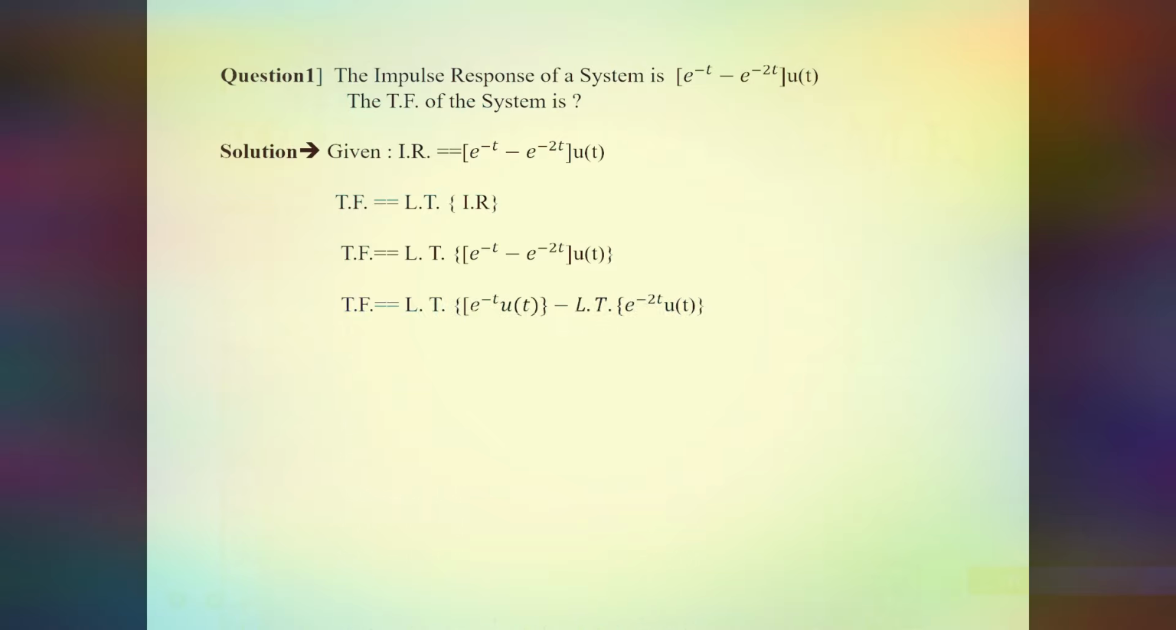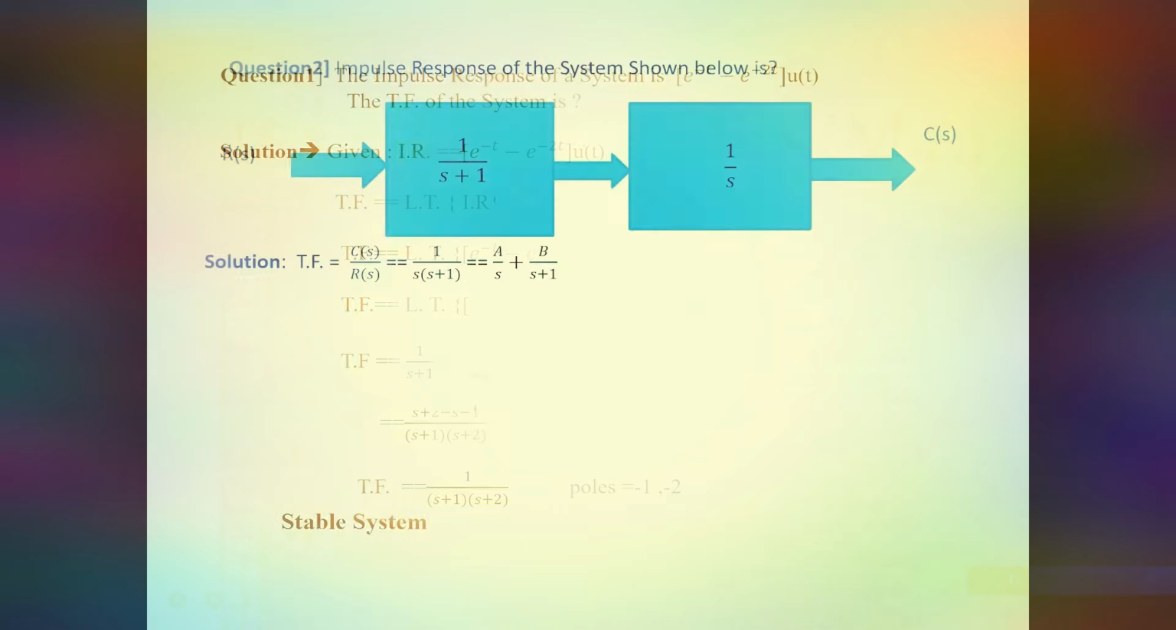The Laplace transform of e to the power minus t is 1 divided by s plus 1, and the Laplace transform of e to the power minus 2t is 1 divided by s plus 2. By cross multiplication, we get (s plus 2 minus s minus 1) divided by (s plus 1)(s plus 2). Finally, we get the transfer function 1 divided by (s plus 1)(s plus 2). It is the final answer. From that, we get the negative poles minus 1 and minus 2, and therefore the system is a stable system.